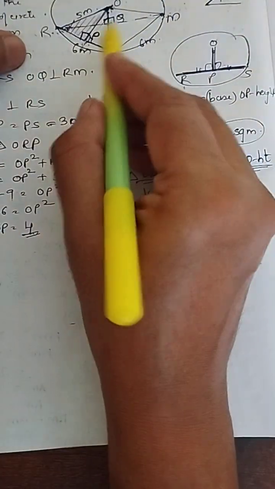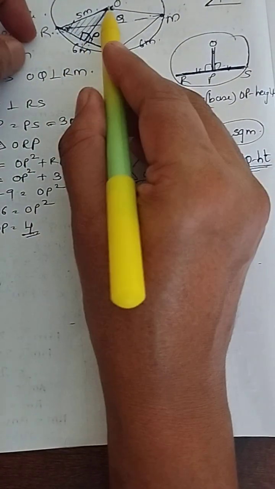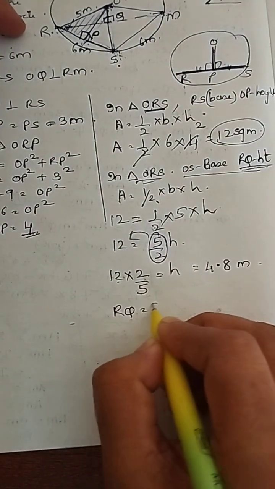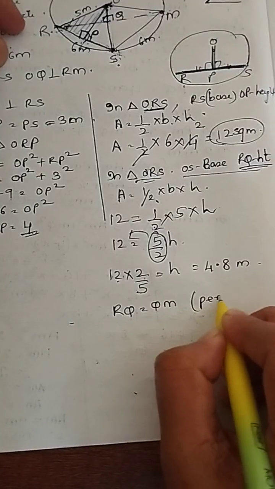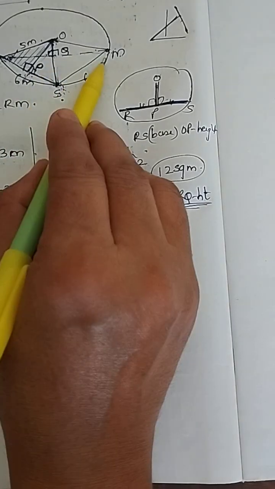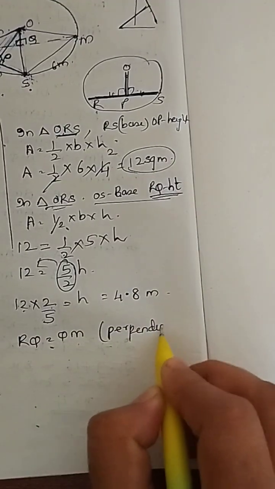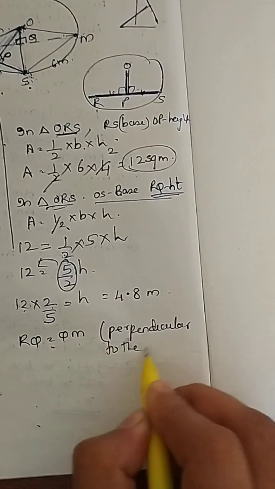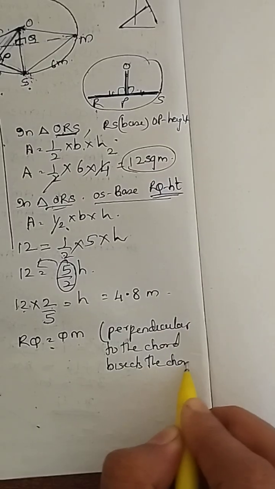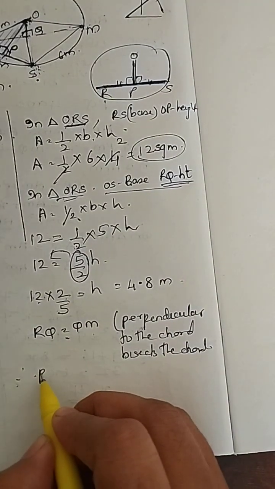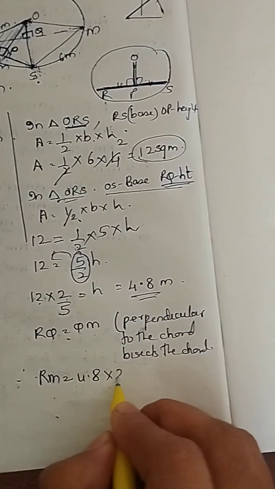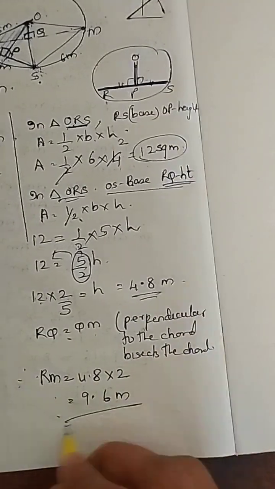QM also will be what? Because a perpendicular to the chord bisects the chord, isn't it? So RQ is equal to QM, because a perpendicular to the chord bisects the chord. Therefore RM is equal to double of this. So 4.8 into 2, which is 9.6 meters.